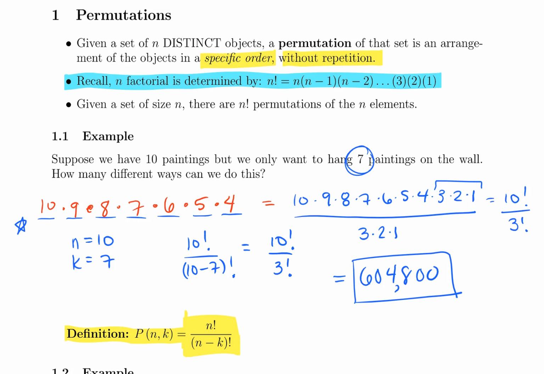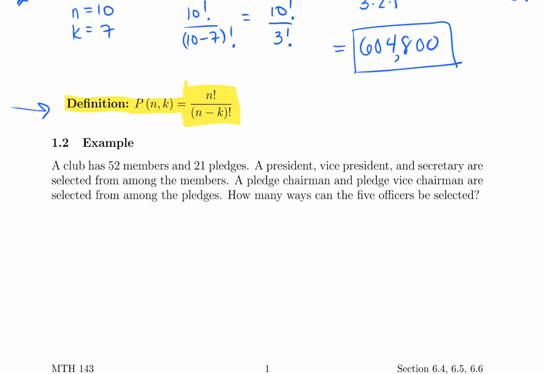In the future, if we're dealing with a permutation, so that means we have distinct objects and the order matters. And so if we're hanging paintings on a wall, the order that we hang them matters. Otherwise, we have a different arrangement. So if we're dealing with a permutation, we can always use this formula from here on out. Or you can think of it like we did at the beginning where we imagined how many options do we have for each step along the way. Let's take a look at this second example now.